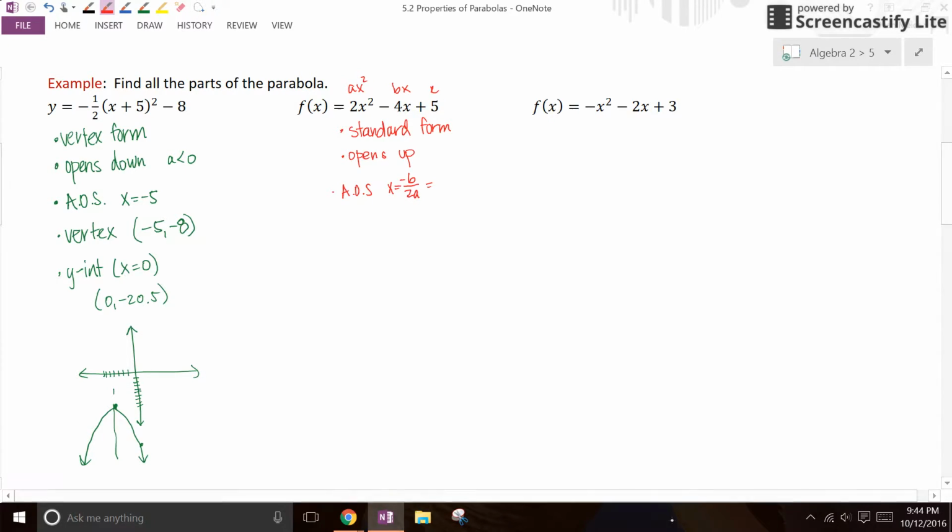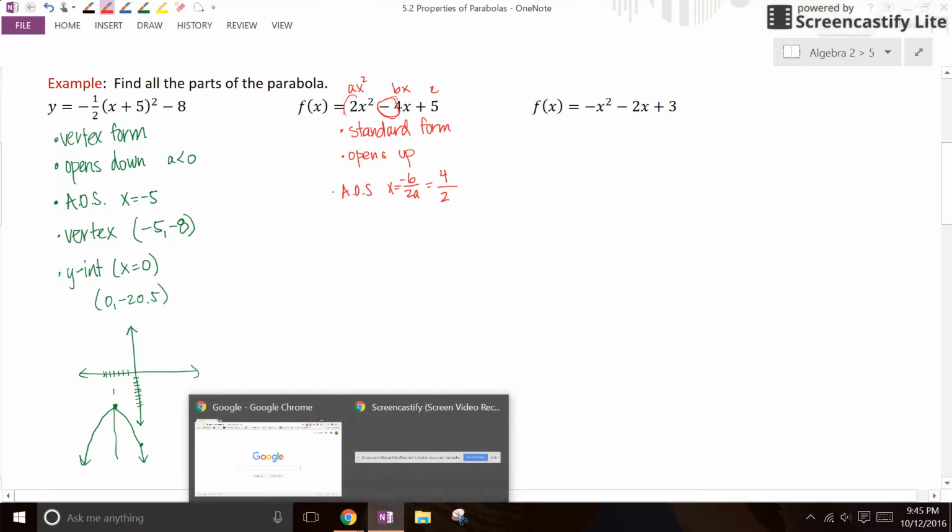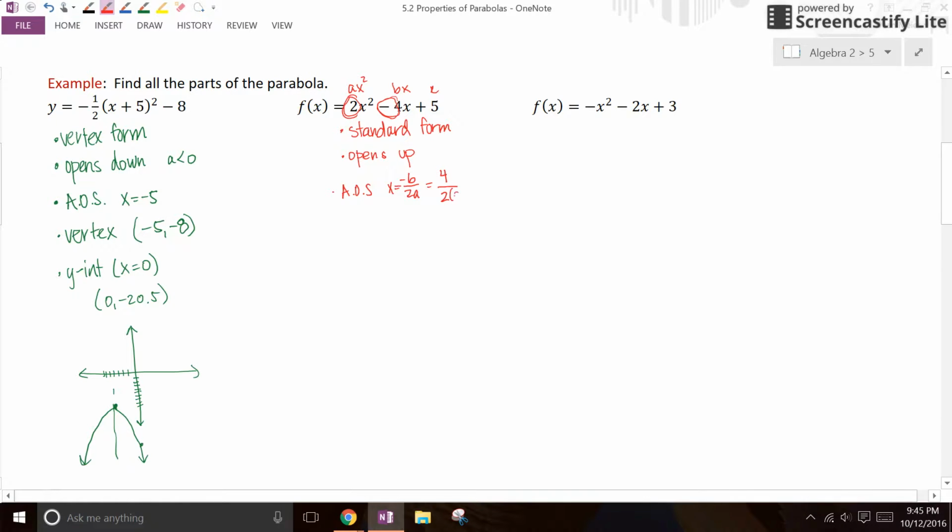So what is that? The opposite of b, well, b is negative 4. So the opposite of that is 4 over 2 times a, and a is 2. So 2 times 2, that's 4 over 4, or 1. So x equals 1 is the axis of symmetry, which means the vertex is 1 comma something.